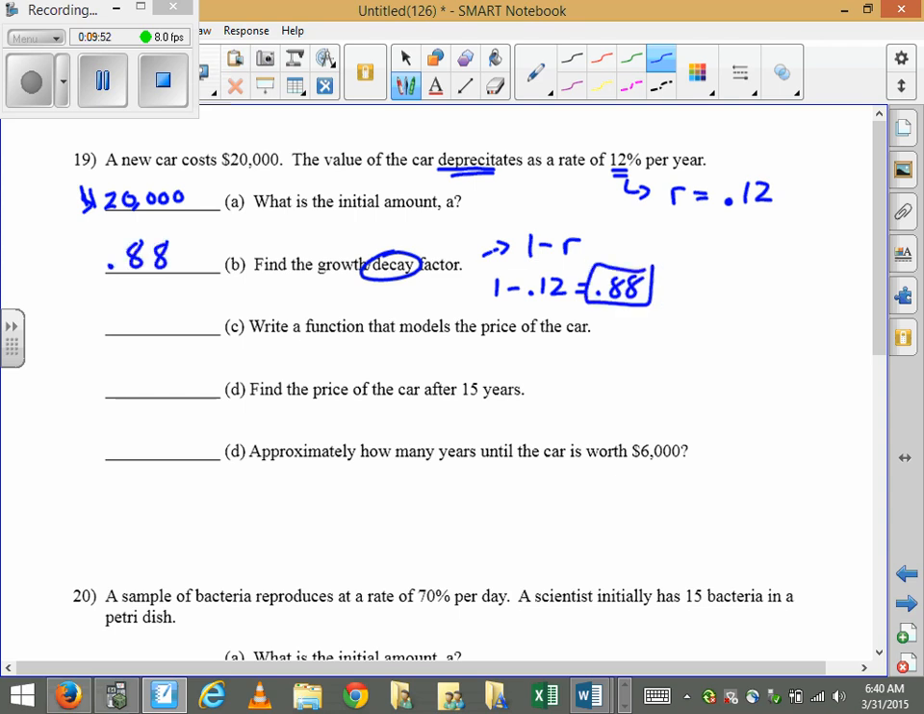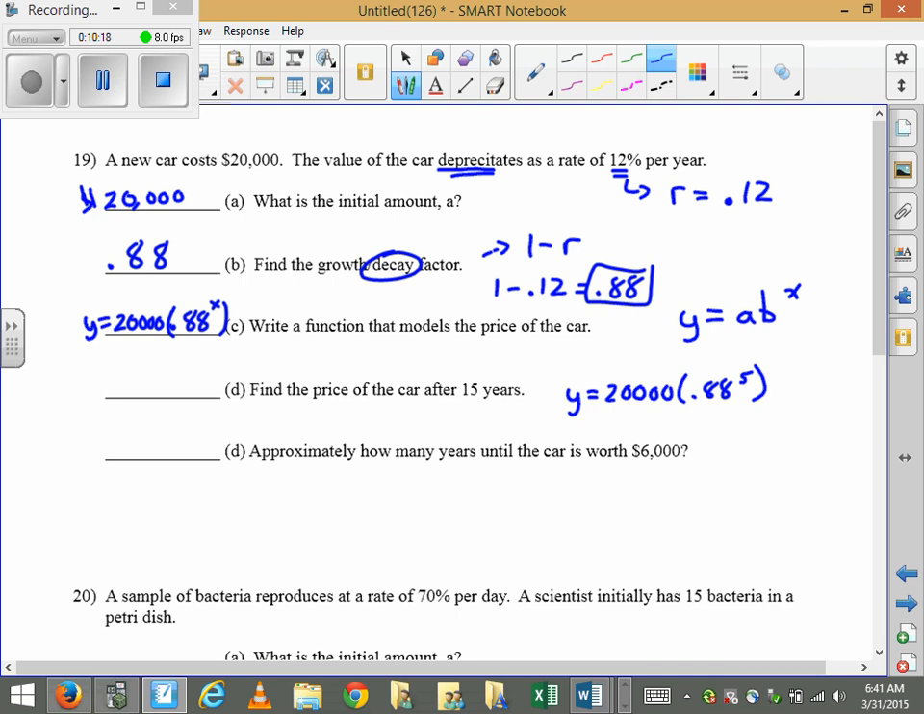So the function that models this, remember we want y equals AB to the x. So A was the initial amount, so y equals 20,000. B is the growth factor. And don't forget to raise it to the x power. So what's the price of the car after 15 years? So that's just a matter of plugging it in. So 20,000 times 0.88 raised to the fifth power.